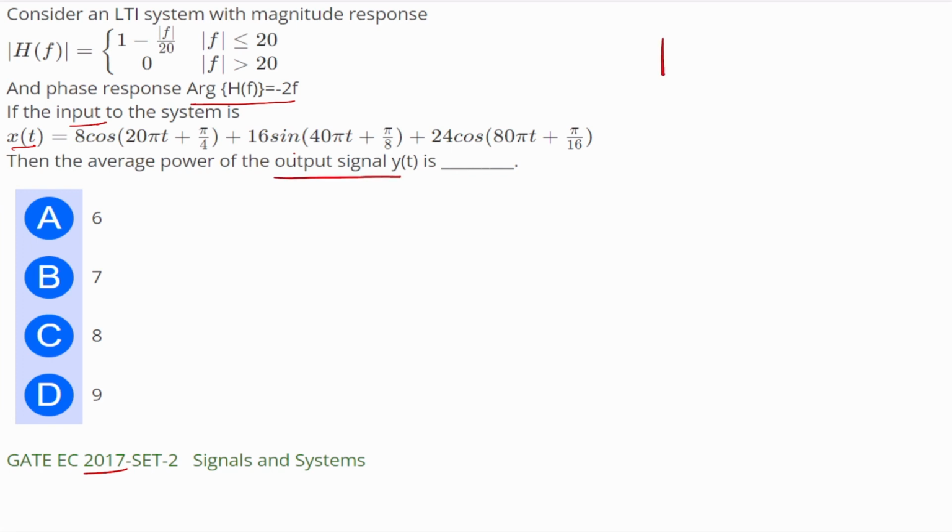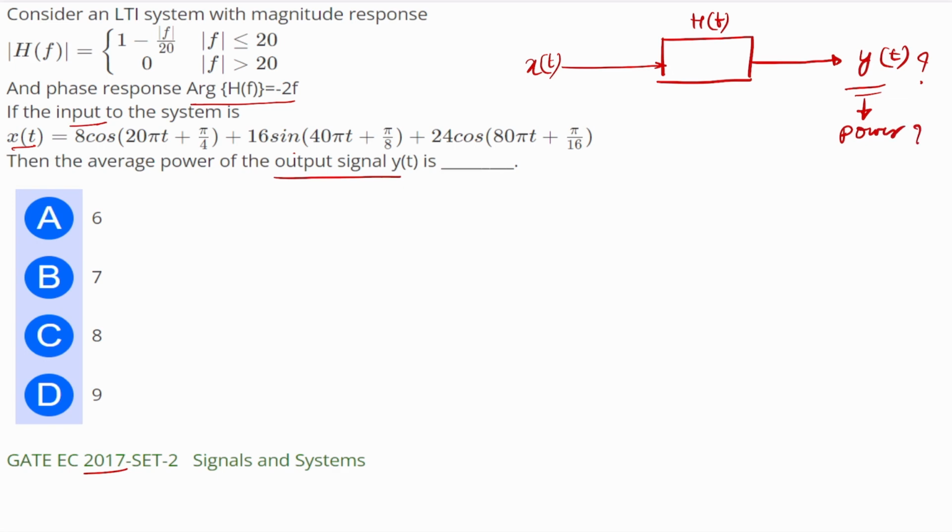So what is this? Some LTI system with response H(f) is given to you. Some input x(t) is given to this LTI system, and output y(t) is obtained, and you have to find the power of this y(t). How to proceed with this? In order to proceed, you should know what this filter, this LTI system, is actually doing.